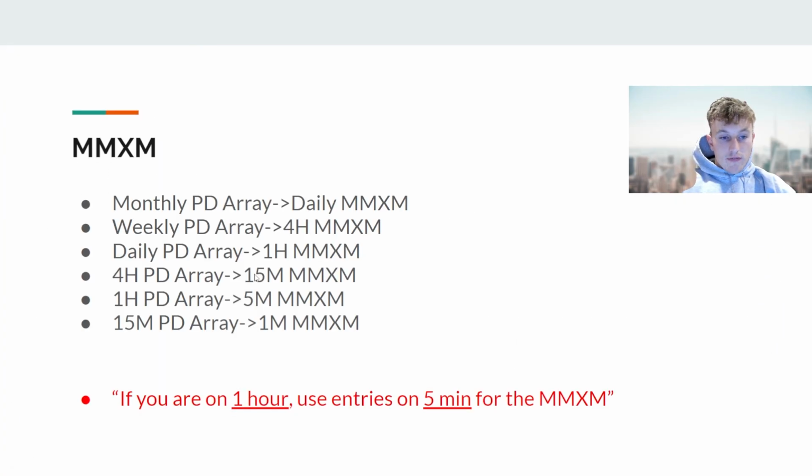Now, if it's off like the 4 hour, you'd use the 15-minute. If it's off the daily, use the 1 hour. Weekly, 4 hour. Monthly, daily. So hopefully that makes sense. And then for a 15-minute PD array, you'd use the 1-minute chart. Okay, so these are interchangeable, right? 15-minute, 1 minute, 4 hour, 15-minute.